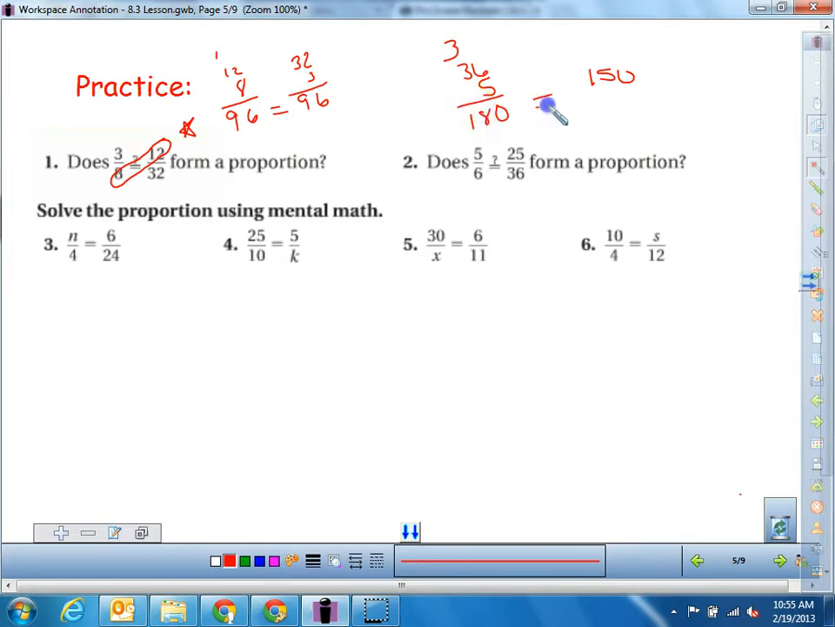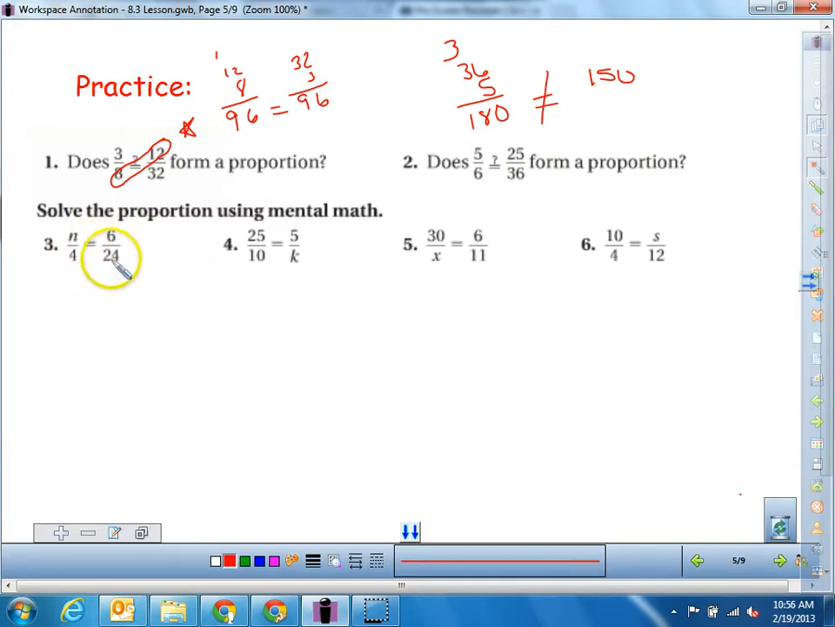So is 180 equal to 150? No. So we put a slash through our equal sign. It is not. This is not a proportion. This one is. They are equal. This one isn't. They aren't. So remember, we're taking the cross and figuring out what that is, and it should equal what the other one does. If it doesn't, it's not a proportion. Now let's just do two of these solving mental math.